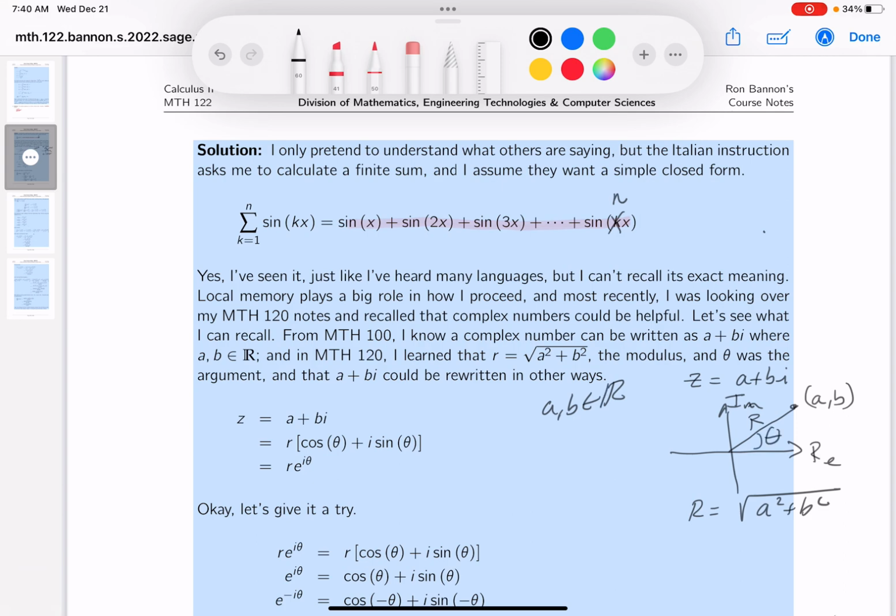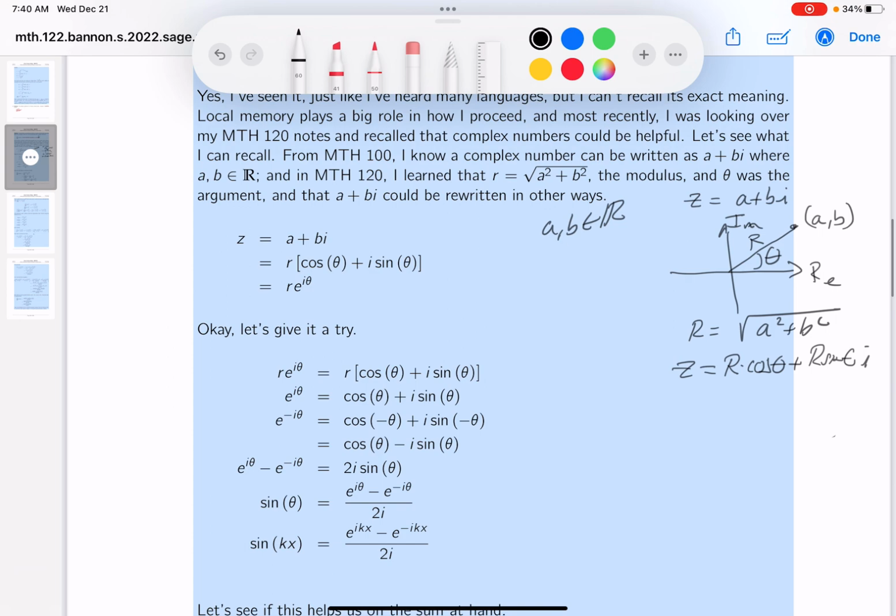There'd be an angle theta over here. And then they said you could rewrite this z number as a. And what would a be? A would be r times the cosine of theta. And what's the b going to be? Well, that's going to be r sine theta. And we got an i over there. And that's that famous form you got in Math 120, that z was equal to r times cosine theta plus i sine theta. This could also be written as z equals a plus bi.